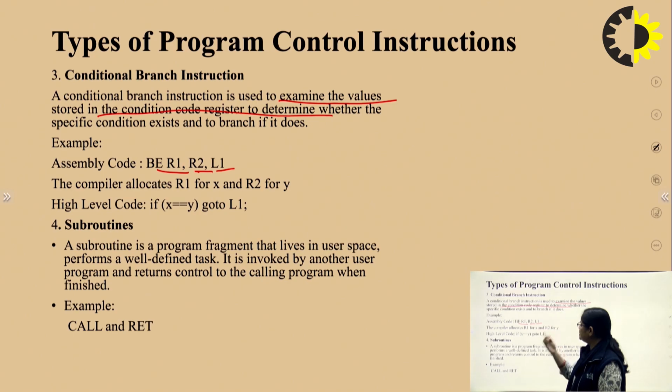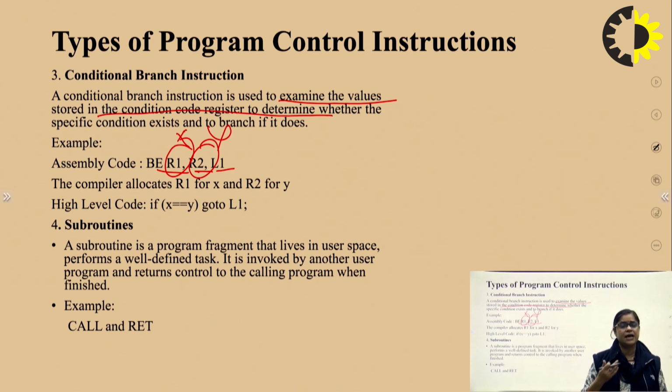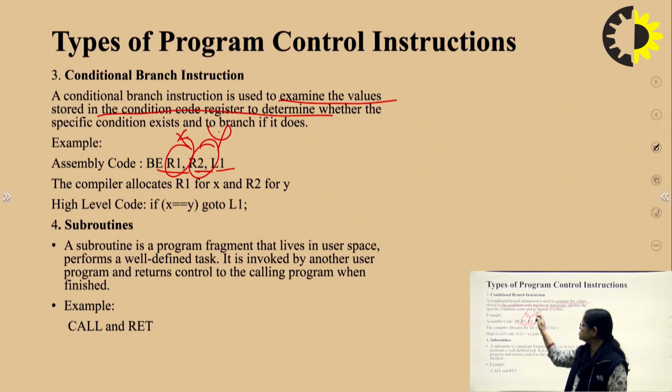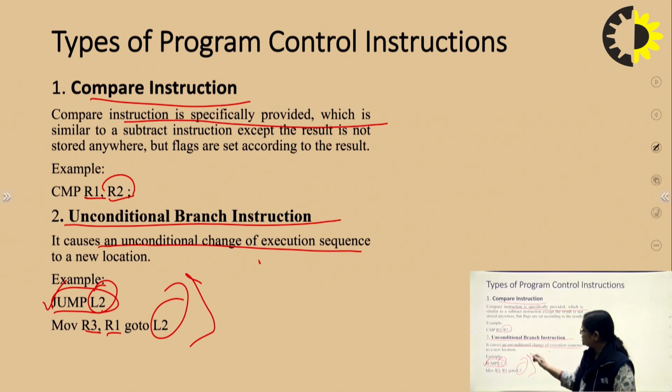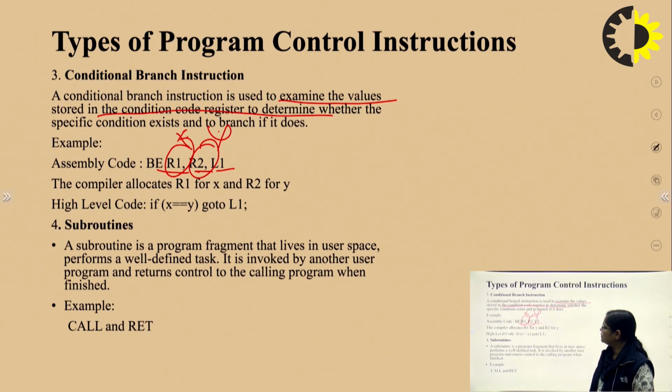Now the compiler is allocating R12 for X and R4 for Y. Now if we are checking the condition in the high level code, if X is equal to Y, then we are applying one more condition, which is what we studied previously, the unconditional branch, right? So we will jump, and it will go to L1 at the other position. So that is your conditional branch instruction.